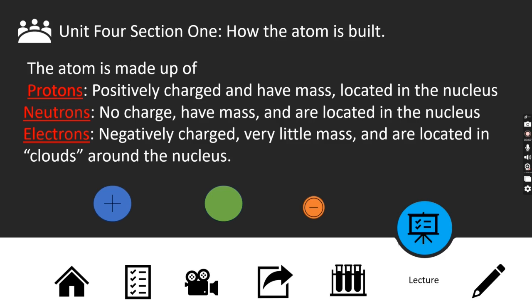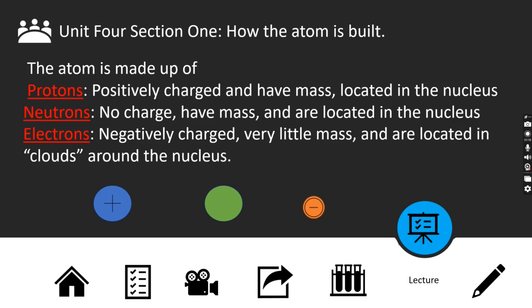So one atom, think of water, which is made of H2O. One atom would be like one hydrogen atom. So you have two hydrogen atoms and one oxygen atom in water. Think about one hydrogen atom. Each atom is made up of protons, neutrons, and electrons. Protons are positively charged and have mass.